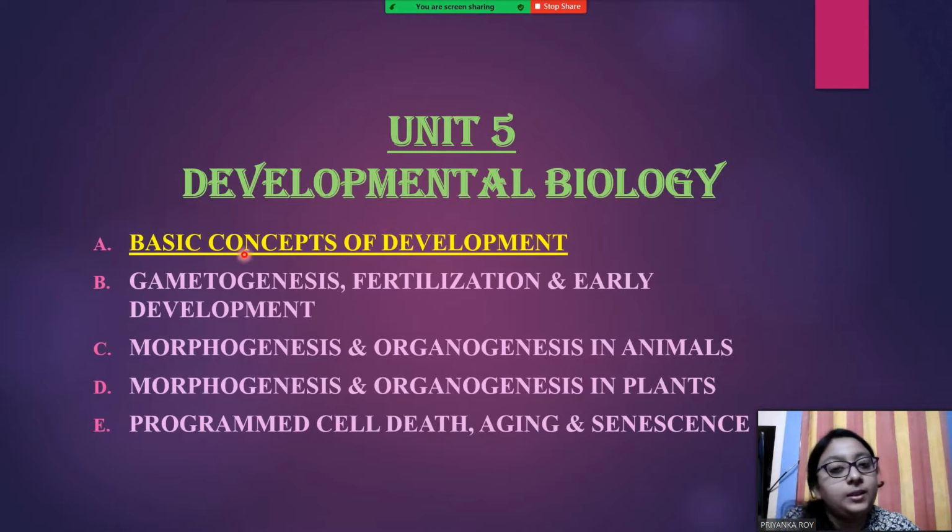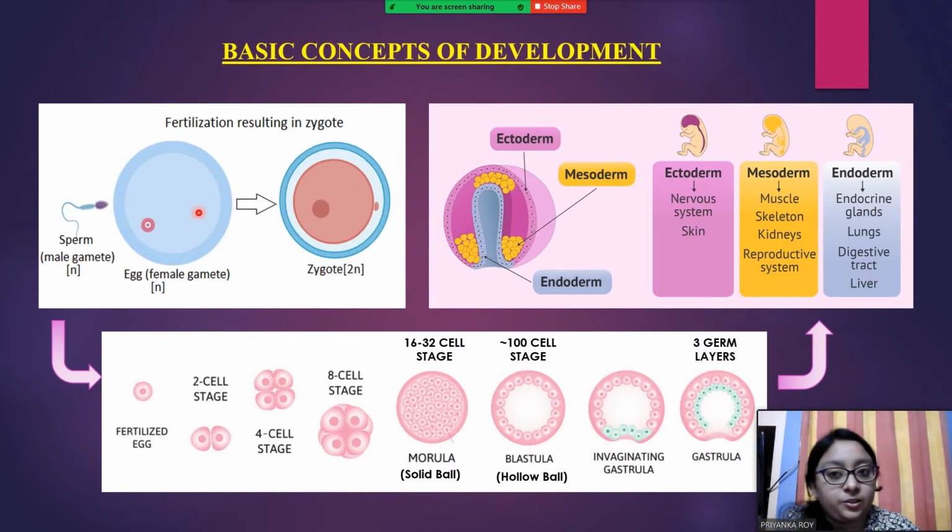So the first section is basic concepts of development, and then moving on with the gametogenesis, fertilization, and then morphogenesis, organogenesis in plants as well as animals, and lastly the programmed cell death, aging, and senescence. So I will start with basic concepts of development in this presentation. So to start with it, I will move on with fertilization.